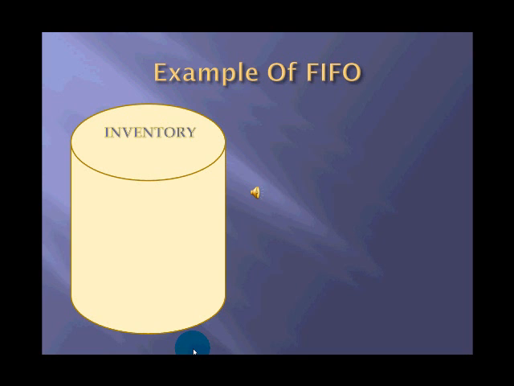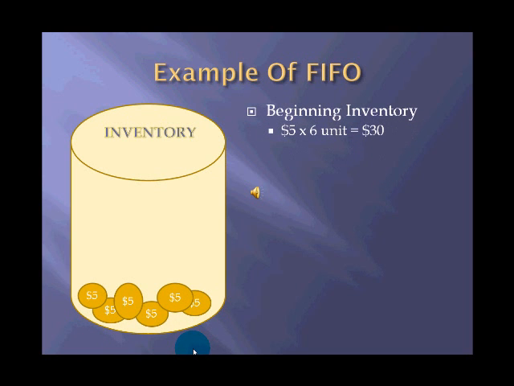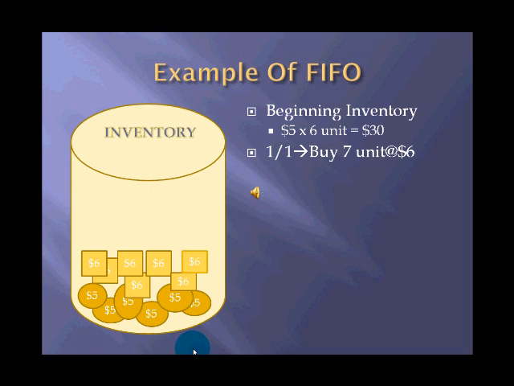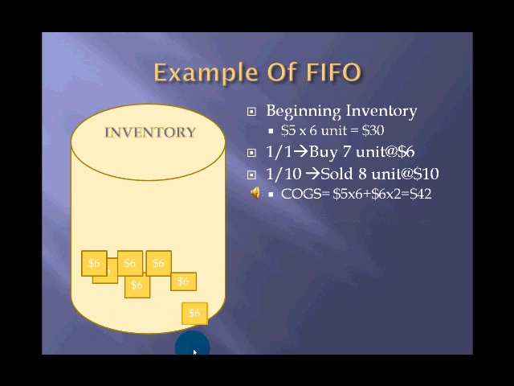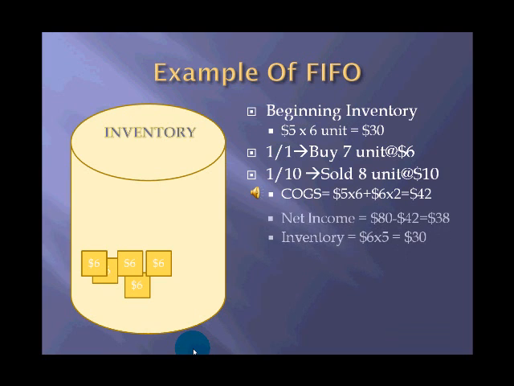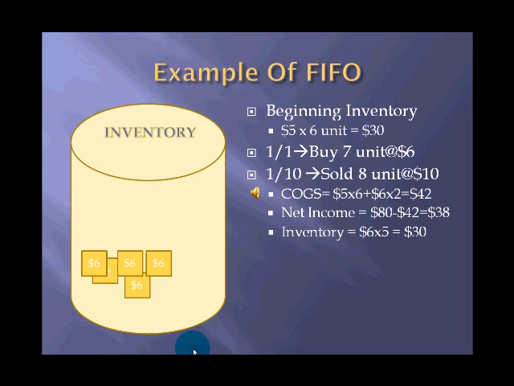As for our example, ABC Company has beginning inventory of $30, 6 units at $5 each. On January 1st, ABC purchased 7 units at $6 each. On the 10th, it sold 8 units at $10 each. We can see the cost of the goods sold is $42. Net income is $38, and the remaining inventory is $30.